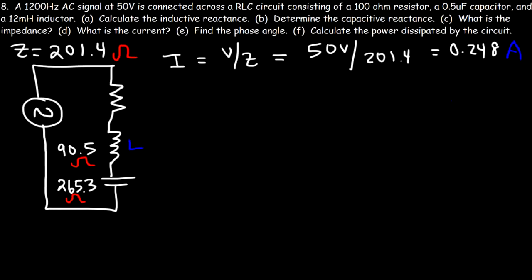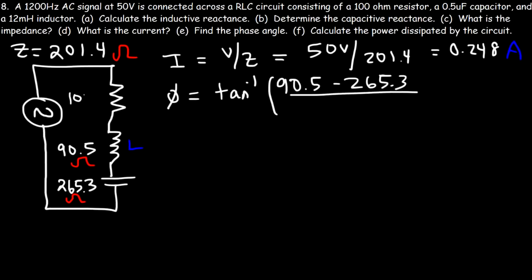Now that we have the current, let's calculate the phase angle. So the phase angle is arctan of XL, which we know to be 90.5, minus XC, which is 265.3, divided by R. And R is 100 ohms, which is given to us in the problem. So notice that XC is larger than XL. So the circuit is capacitive, which means that the phase angle is going to be negative.